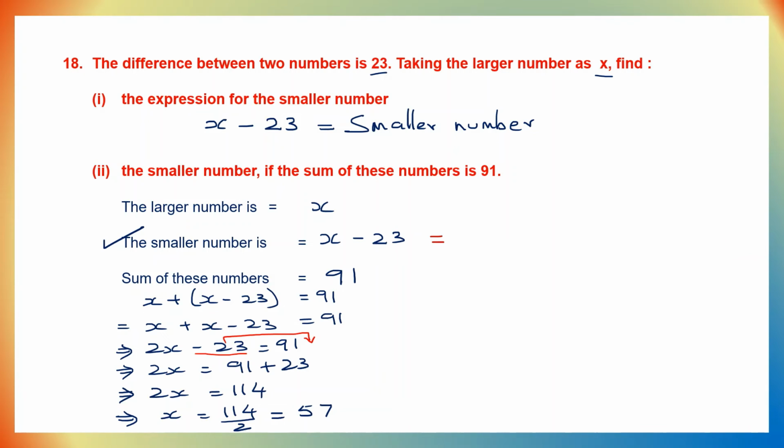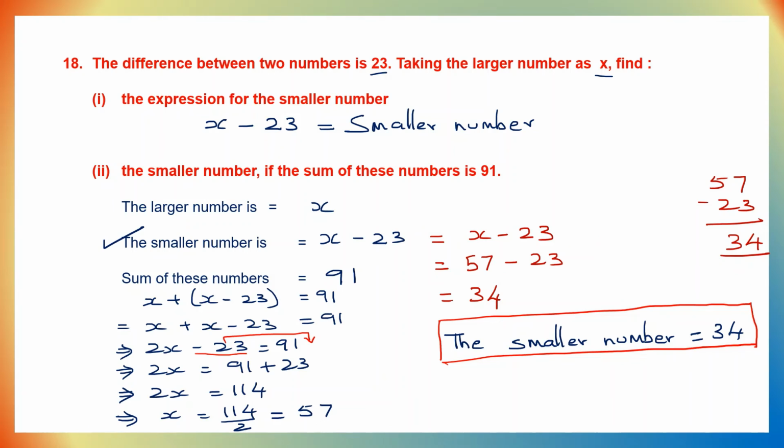So we have been asked to find the smaller number. And the smaller number here is given as x minus 23. And how much is x? We found it out to be 57. So 57 minus 23. Let's subtract and see. 7 minus 3 is 4. 5 minus 2 is 3. So that means the smaller number is 34. So let's write our final answer. The smaller number is 34.